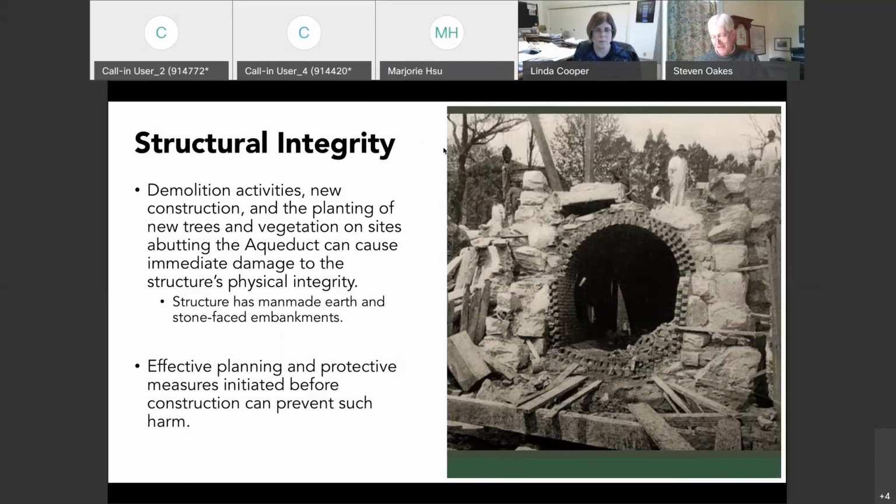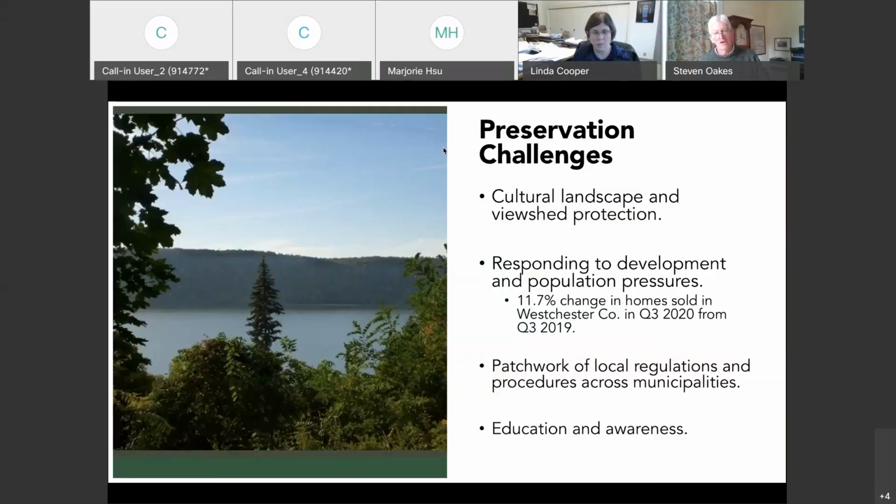The fact that municipalities all have different rules for how close one can build to it and so on can make it a little bit trickier. An important method of ensuring preservation of it is really to get the word out, to educate the public that it's not just an undeveloped road.